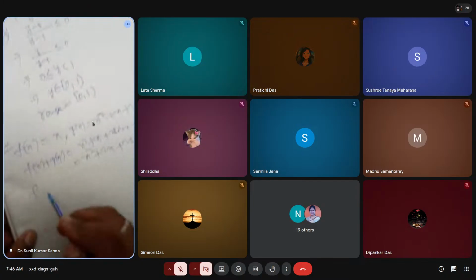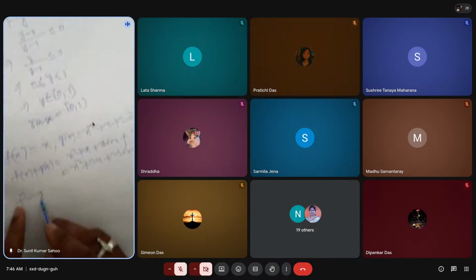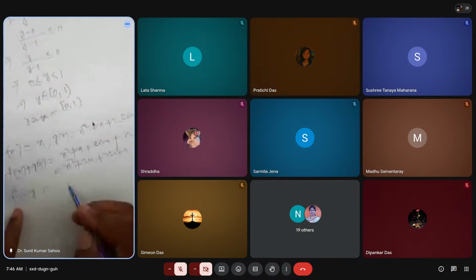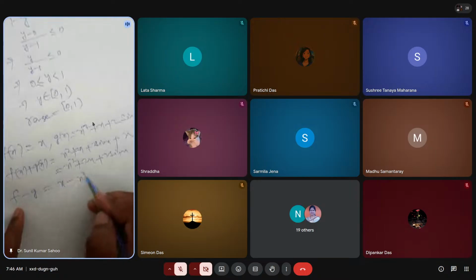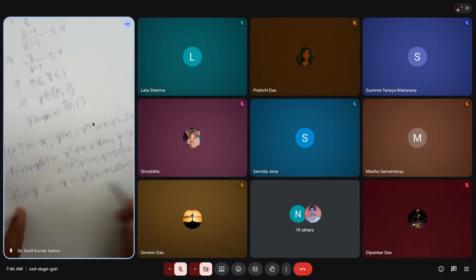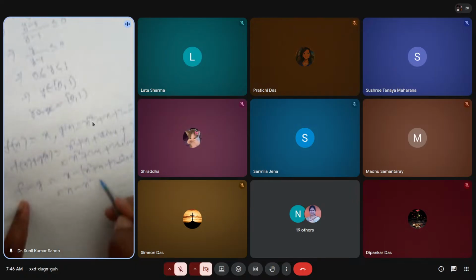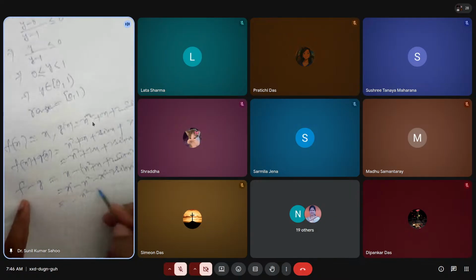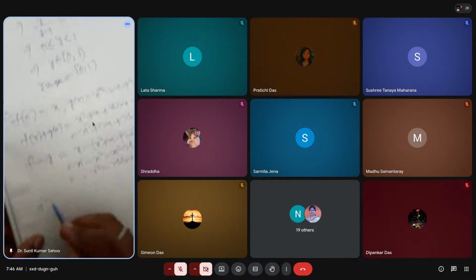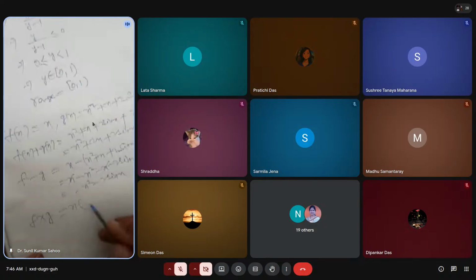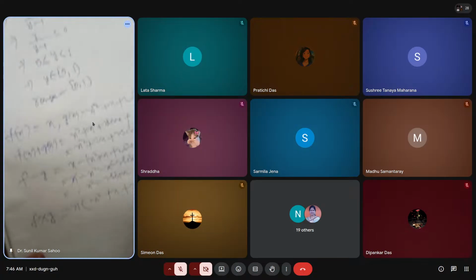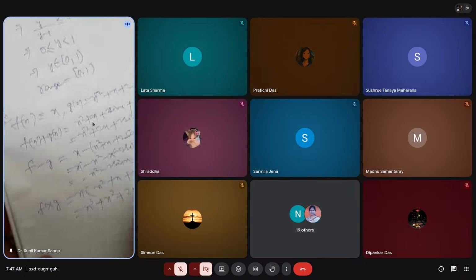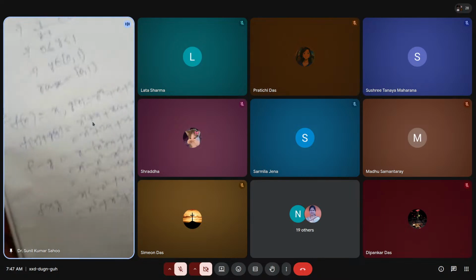It's addition. Similarly, subtraction: we can write simply f minus g. F minus g means f(x) function and g(x) function, equal to x minus (x square plus x plus 2 sin x), which is x minus x square minus x minus 2 sin x. The x's cancel, equal to minus x square minus 2 sin x. Similarly, f into g, you can multiply: x into x square plus x plus 2 sin x equal to x cube plus x square plus 2x sin x.